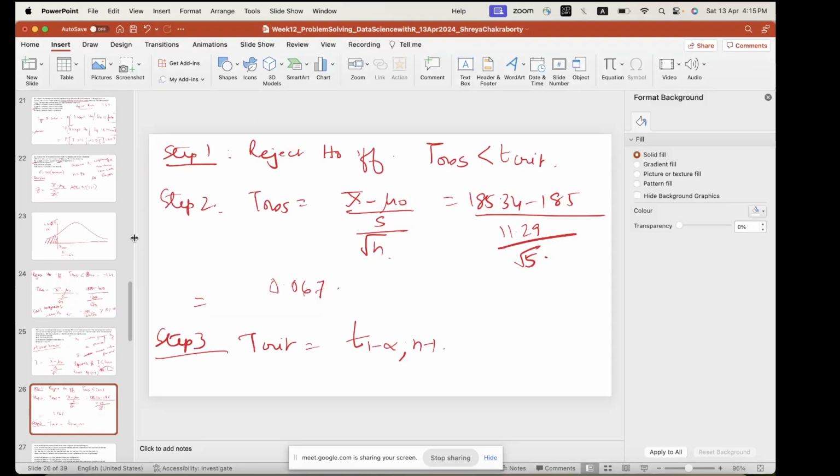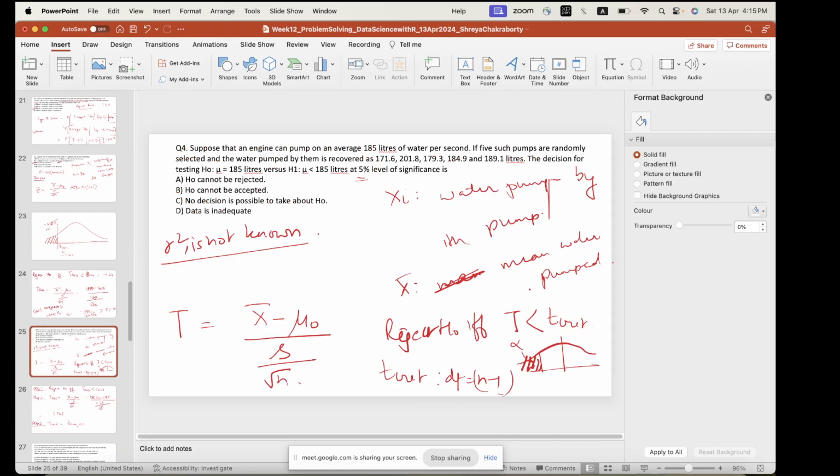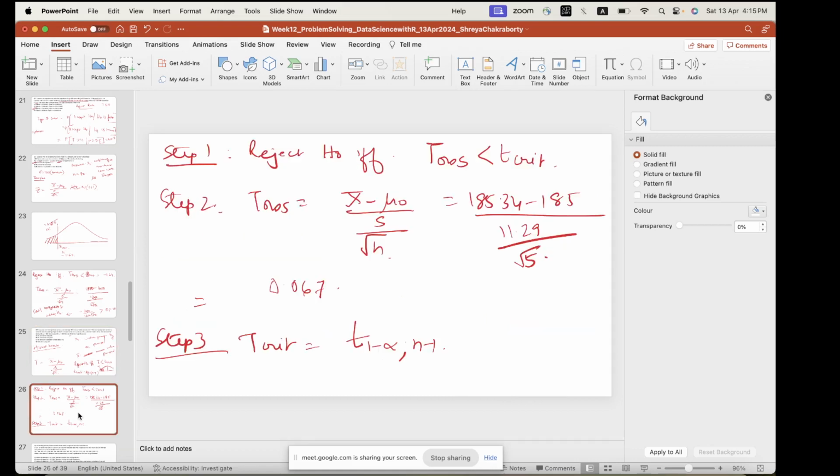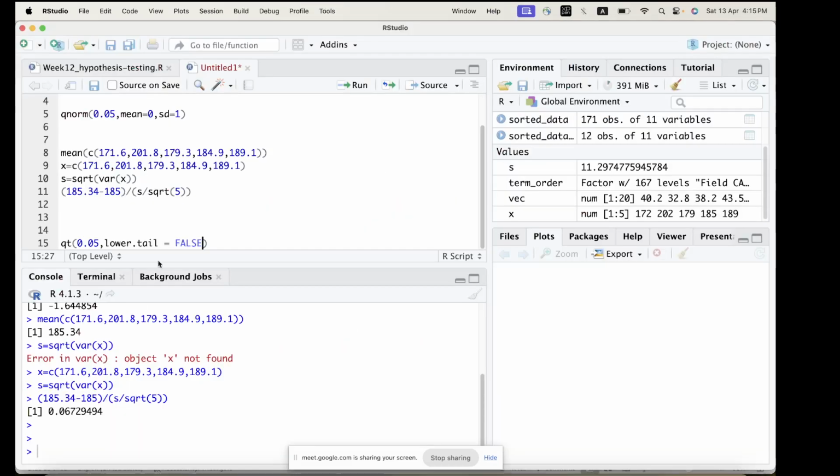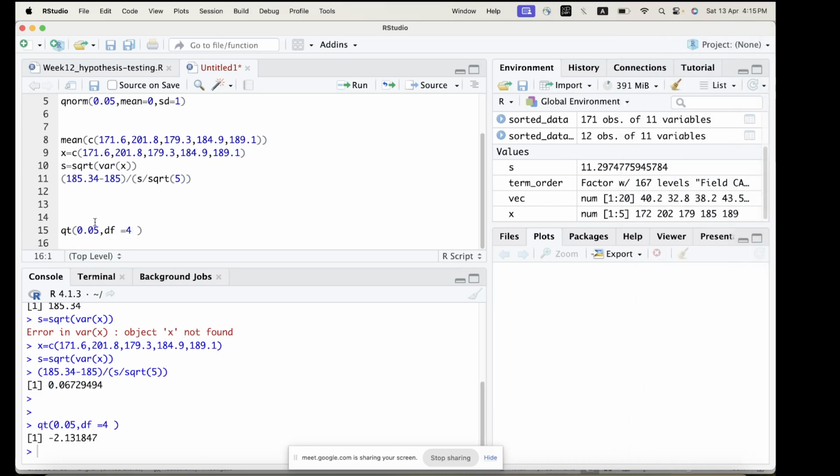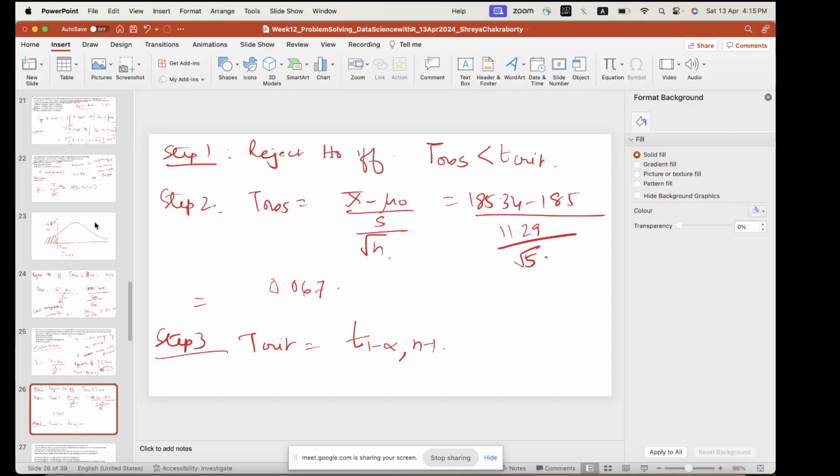Oh, sorry. The decision rule is what? If t is less than t critical. So this point should be such that the area below is 0.05. So it should be qt 0.05, same thing. And df should be n minus 1, that is 4. So the critical point is minus 2.13.